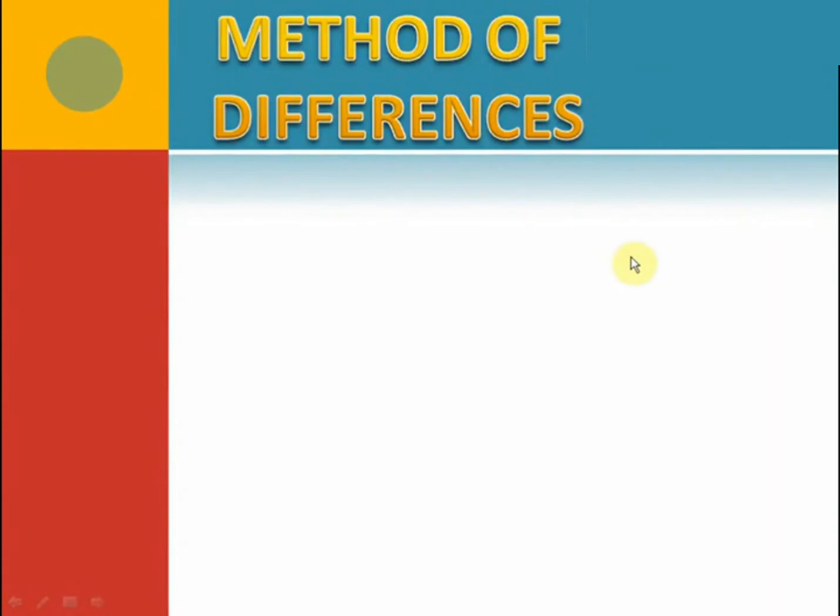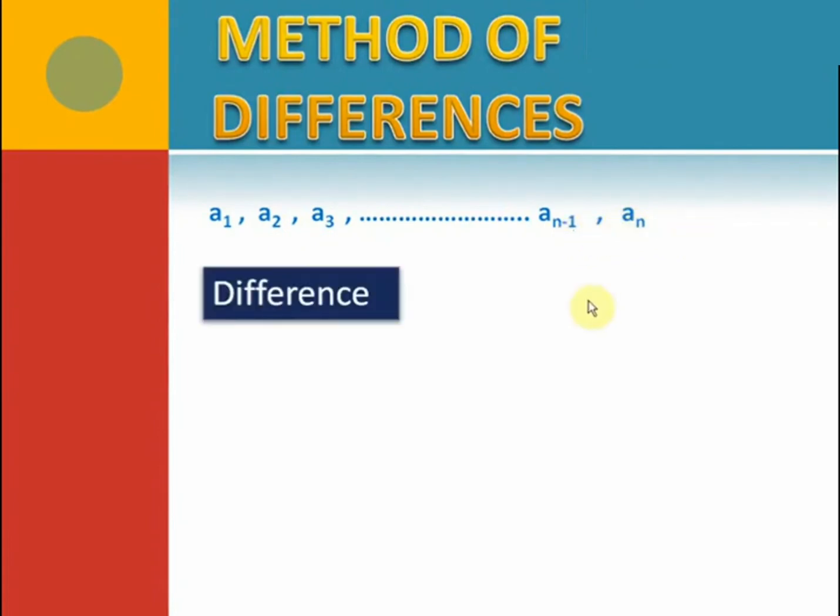Now with this we come to the last part of our chapter, which is method of differences. But what is this? Let us say that we have a sequence in which the terms are a1, a2, a3 and so on up to an minus 1 and an. Let's look at the difference between the successive terms, and this would be a2 minus a1, a3 minus a2, a4 minus a3 and so on up to an minus 1.